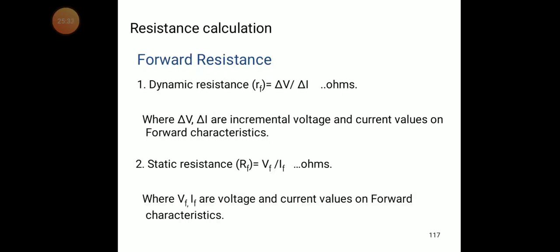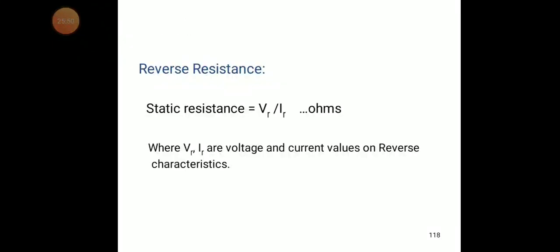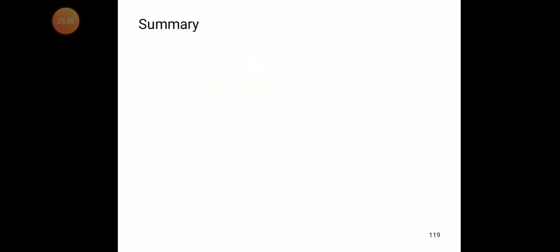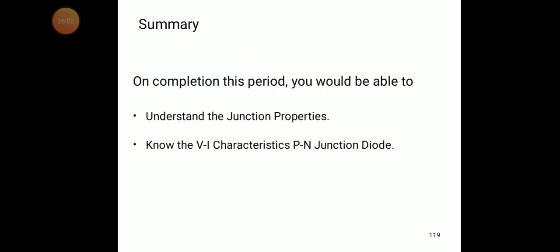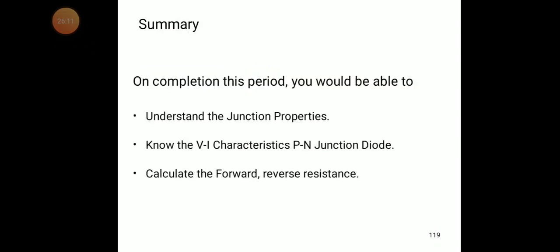We can also define the static resistance, Vf by If, at a single point, where Vf and If are voltage and current values on the forward characteristics. The reverse resistance is the static resistance VR by IR, in ohms, where VR and IR are voltage and current values on the reverse characteristics. So what we discussed is to understand the junction properties, know the VI characteristics of the PN junction diode, and calculate the forward bias and reverse bias resistances in this class.